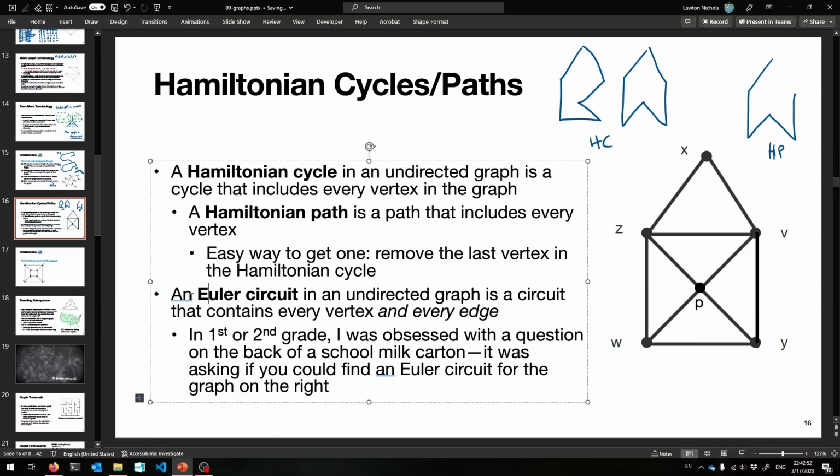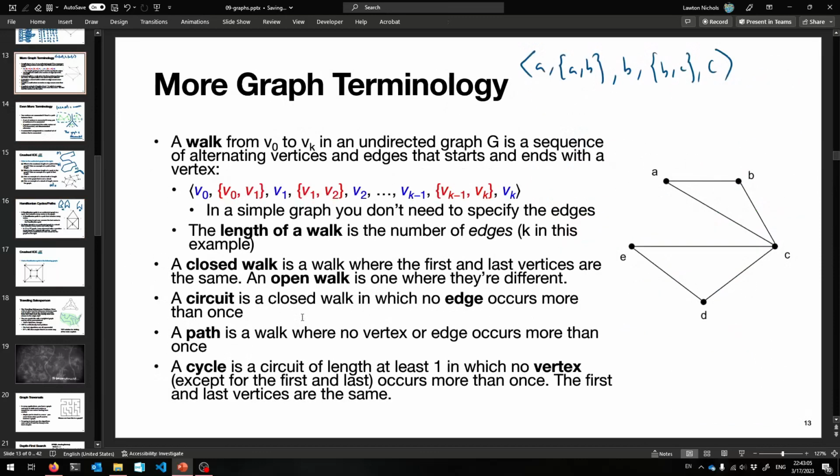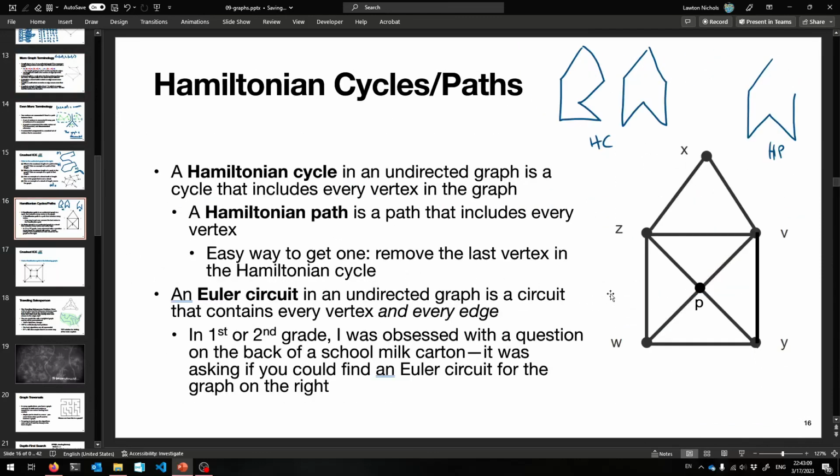And then finally, we have an Euler circuit. That's probably the most fun one. An Euler circuit in a graph is a circuit that contains every vertex and every edge. So again, a circuit, you cannot duplicate edges. So there is a way somehow to visit every single edge in this graph and every single vertex without ever having to reuse an edge, which is kind of cool.